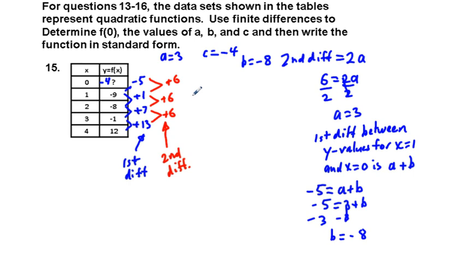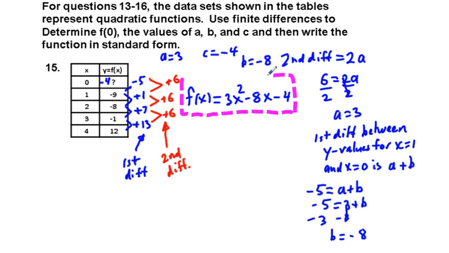So our equation is going to be f of x equals ax squared, and a being 3. So we have 3x squared. And b is -8, so we have minus 8x. And c is -4, so we have -4. So this will be our answer for number 15. Okay, next.